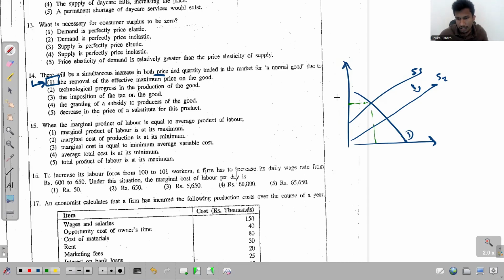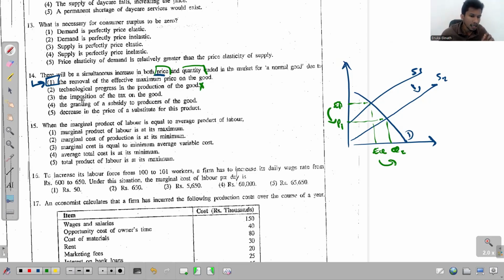Now what happened in the market? Previously, we can recognize this to be the market price and this to be the equilibrium quantity. But when the technology gets advanced, the price reduces to P1 and the quantity increases to Q2, and that's not what we look for. We need both price and the quantity to increase, but from this particular action, the price reduces even if the quantity increases. So that is not the answer there.